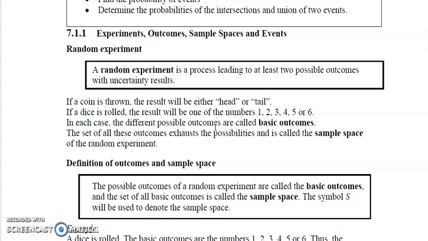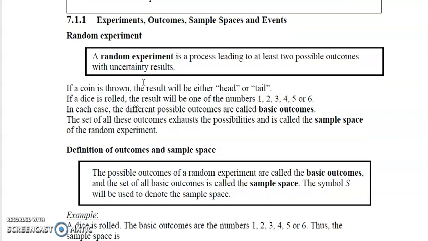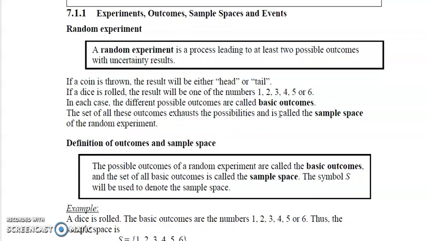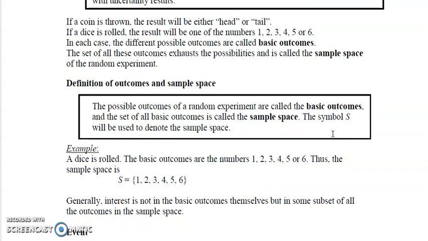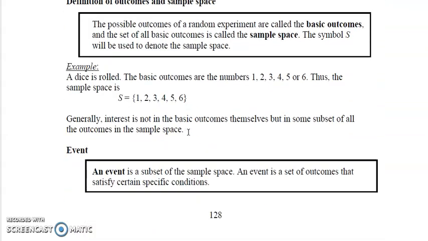And then after some experiments, we are going to have the outcomes, which we are going to call basic outcomes. And then the set of all basic outcomes, we are going to call the sample space. So the possible outcomes of a random experiment are called the basic outcomes, and the set of all basic outcomes is called the sample space. The capital letter S symbol will be denoted as the sample space.